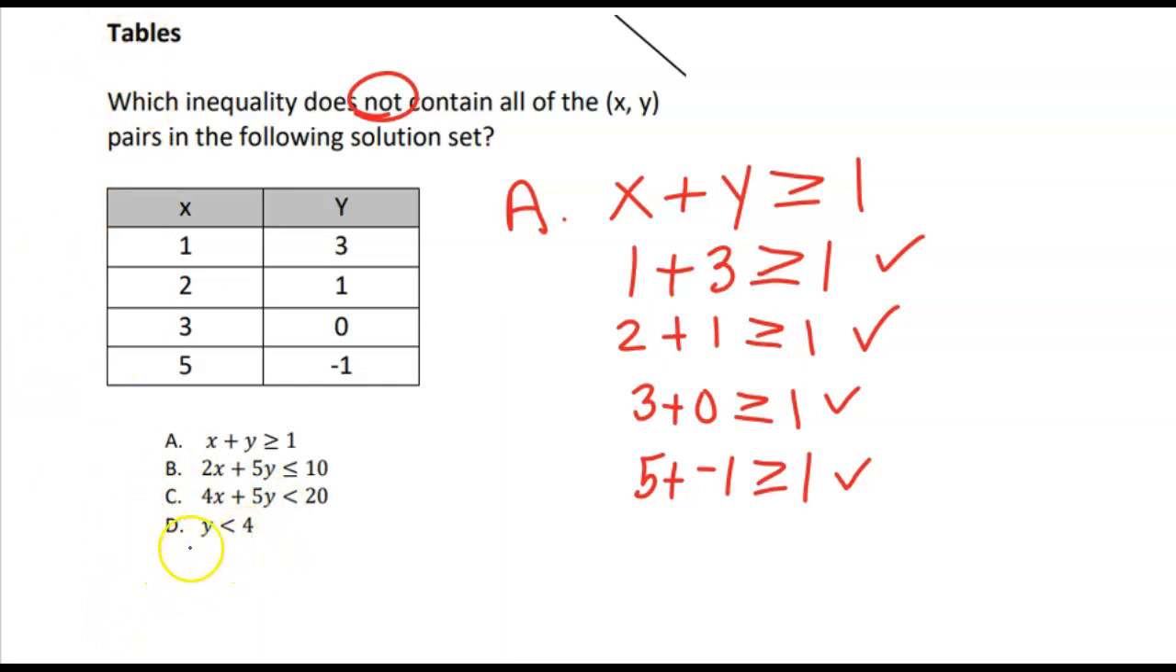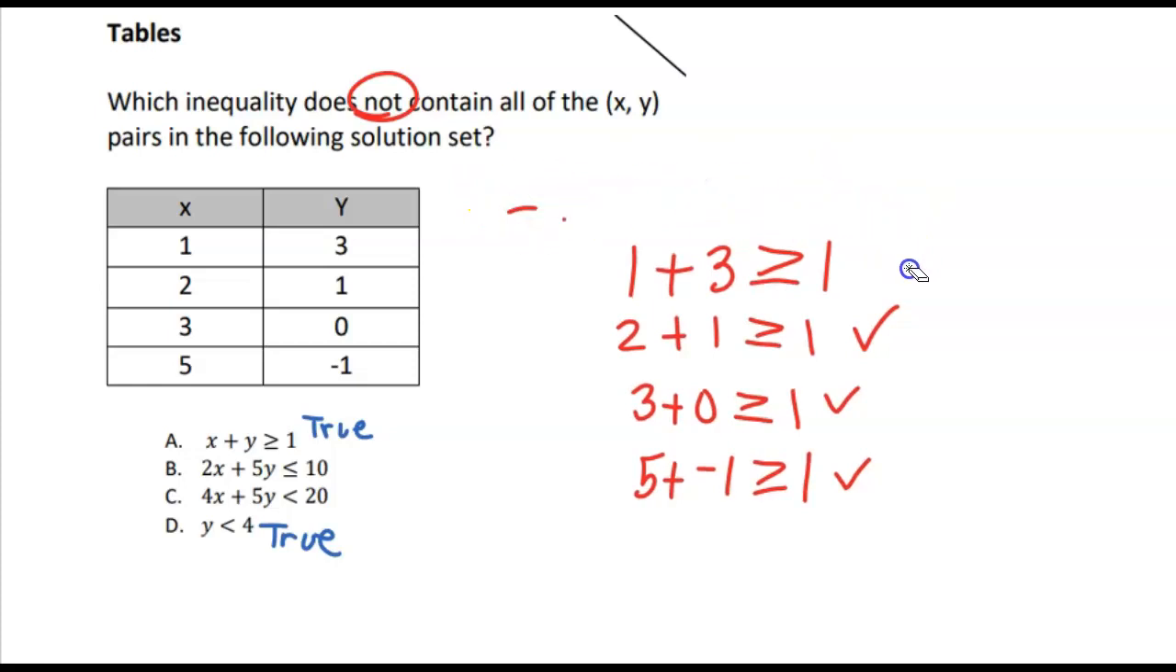See, this last one is less than 4. All of my y numbers are equal to 4. So this is a true mathematical sentence. This is a true mathematical sentence, and I'm looking for this not true because of that not word up there. So let me get some space to write.